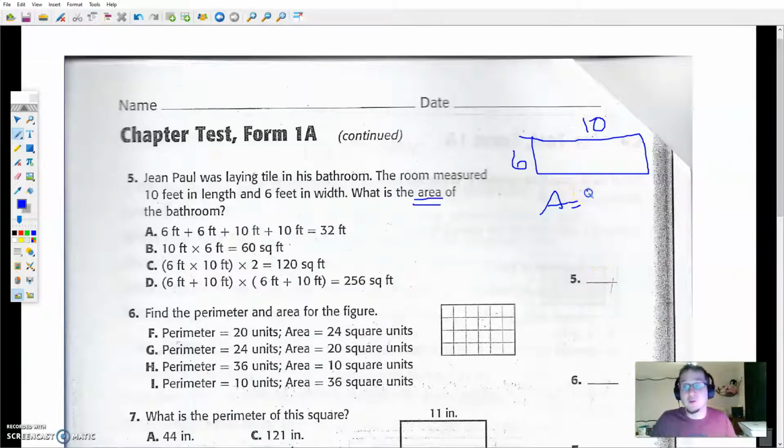Okay. Area equals, what is it? Length times width. Say it one more time for me. Okay. So I'm going to do 6 times 10 or 10 times 6. Commutative property tells me that that's the same thing. 10 times 6 is 60.